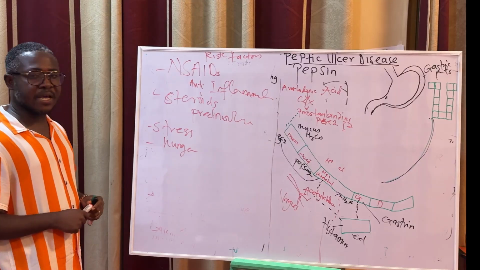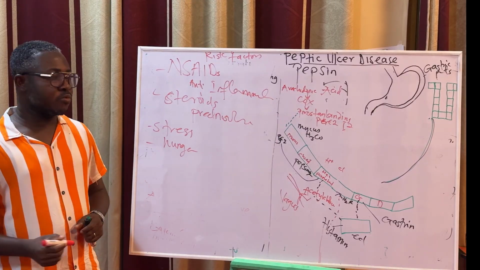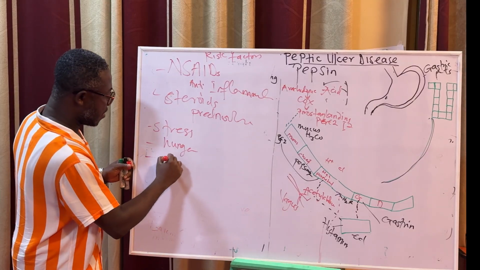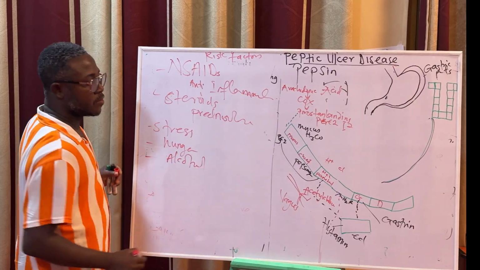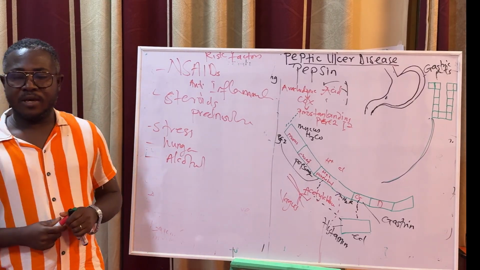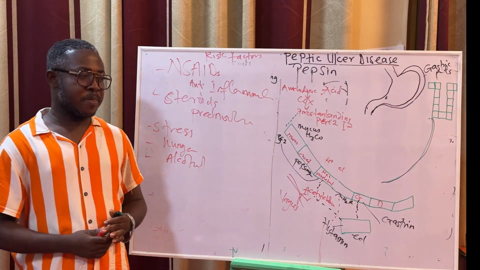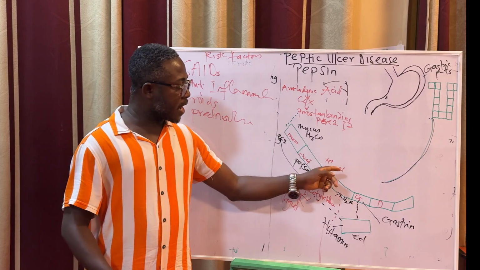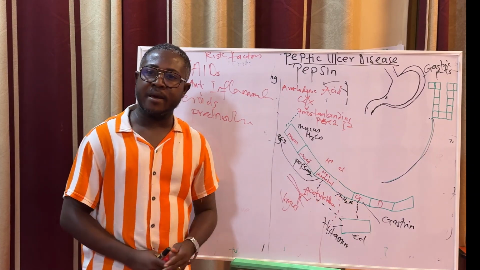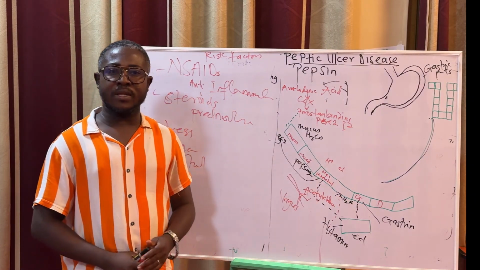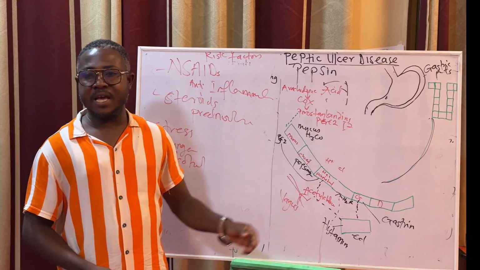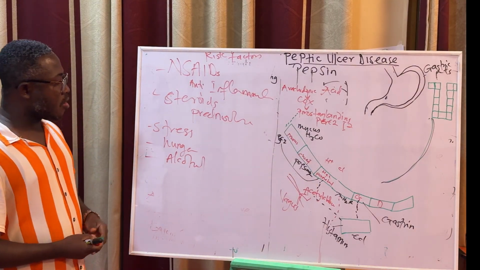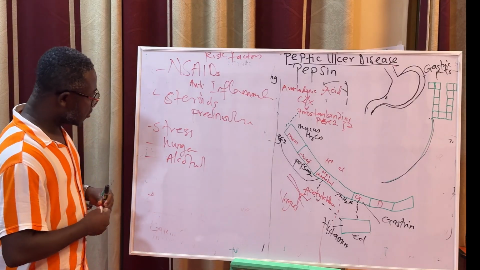Now, another factor which can also lead to peptic ulcer disease is alcohol. Now, alcohol is also corrosive in nature, and so when you take in alcohol, they also try to cause damage to the mucosa lining, which contains the epithelial cells. Then another thing that can also lead to ulcer is smoking.